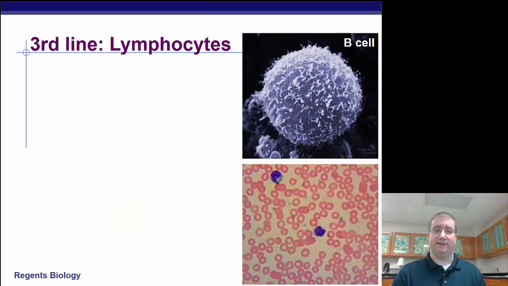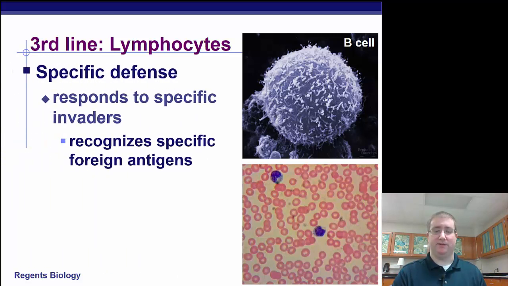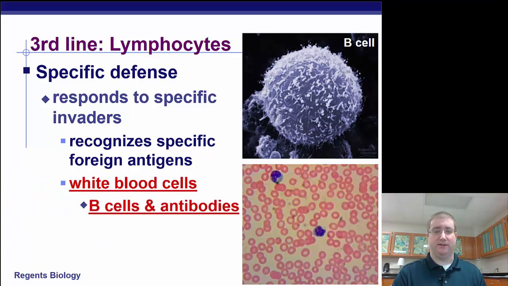So this third line of defense is this adaptive immune response, and this consists of what we call lymphocytes, which are a specific type of your white blood cells. This is a highly specific response to specific invaders. It can recognize these specific antigens, and it's these white blood cells. Specifically, the two main types that you need to know are your B cells, which produce antibodies, and your T cells.